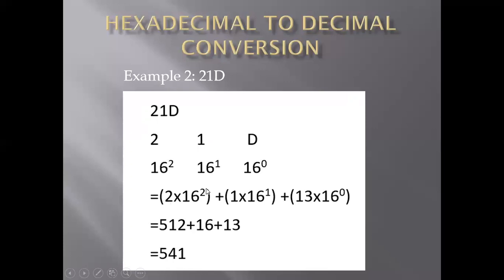2 multiply 16 raised to 2 is 512. 1 multiply 16 raised to 1 is 16 and 13 multiply 16 raised to 0. We know that 16 raised to 0 is 1, so 13. Addition of these digits. So our answer is 541.